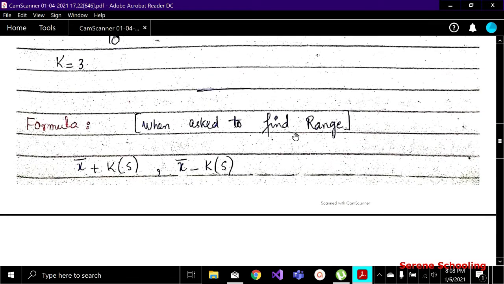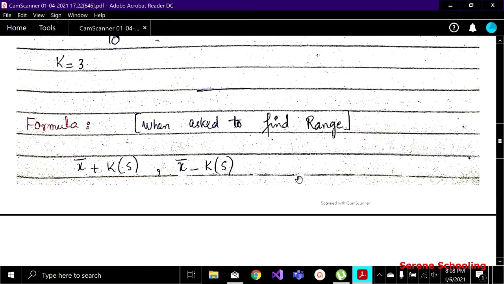When we are asked to find the range using Chebyshev's, these two things will be used. First is x bar, that is our sample mean, plus k times standard deviation. And another one is x bar minus k times standard deviation. Those are plus and minus both, because the mean lies in the middle, right? Towards the right we have the positive standard deviations, and towards the left we have the negative standard deviations.